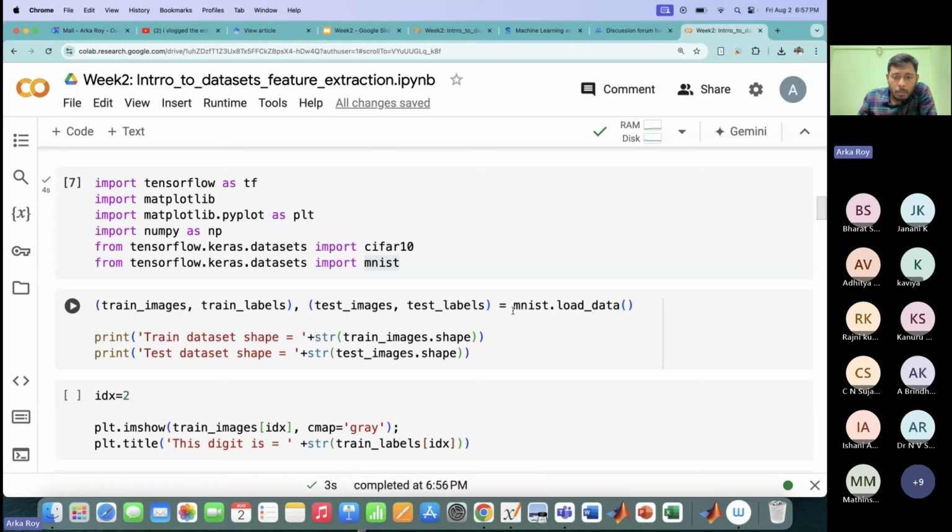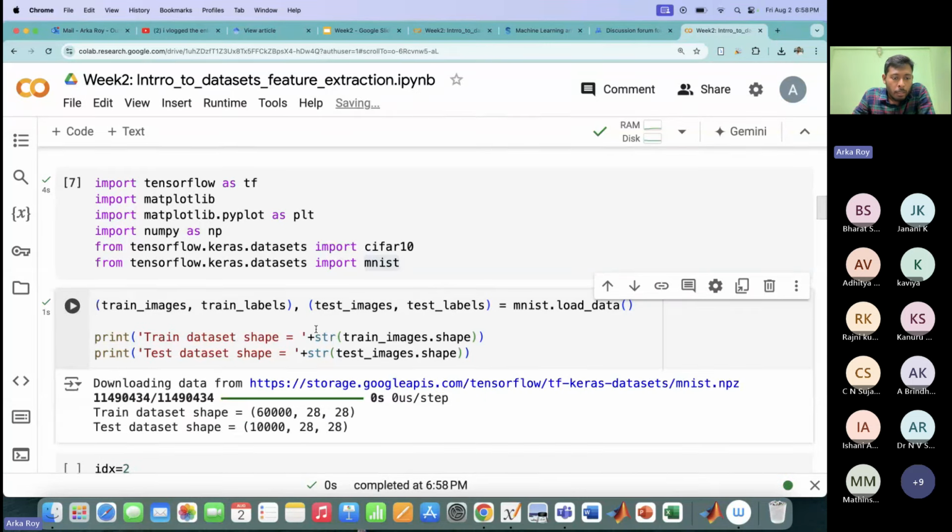Over here we are using this MNIST object, and then load_data is the function that you have to call to load the dataset, and it will give you the training images, training labels, test images, and test labels. This particular MNIST dataset comprises 60,000 images in the training set and 10,000 images in the testing set. These images are of shape 28 by 28. You can see the dimension is quite lower than CIFAR10, so the image resolution is not that good over here as well.